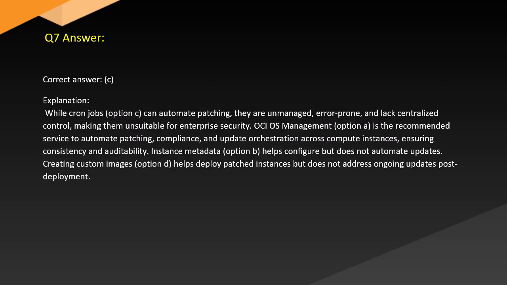Answer. Correct answer: A. Explanation. While cron jobs, option C, can automate patching, they are unmanaged, error-prone, and lack centralized control, making them unsuitable for enterprise security. OCI OS Management, option A, is the recommended service to automate patching, compliance, and update orchestration across compute instances, ensuring consistency and auditability. Instance metadata, option B, helps configure but does not automate updates. Creating custom images, option D, helps deploy patched instances but does not address ongoing updates post-deployment.